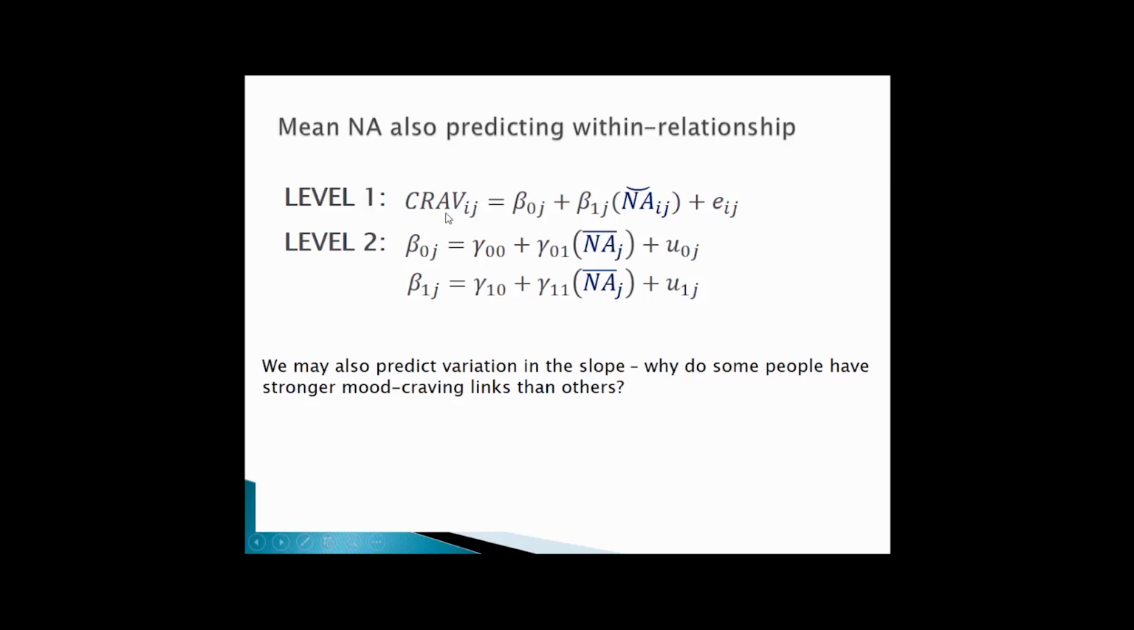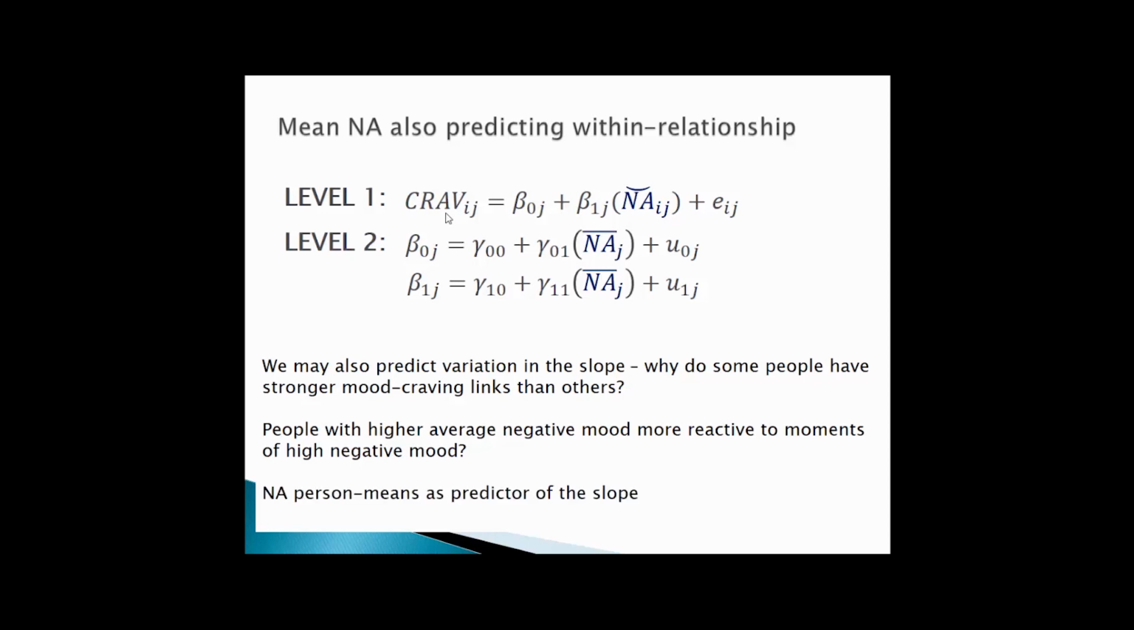And so by doing this, I'm trying to answer this question of why do some people have stronger links between mood and craving than others? It could be that people who have more negative mood on average, people who are just grumpier on average, might be more reactive to moments of high negative mood. Okay, and so that's what we're going to be testing by adding a person's average negative mood as a predictor of that momentary relationship between their current negative mood and their current craving. And so we're essentially taking the negative affect person mean as a predictor of the slope.